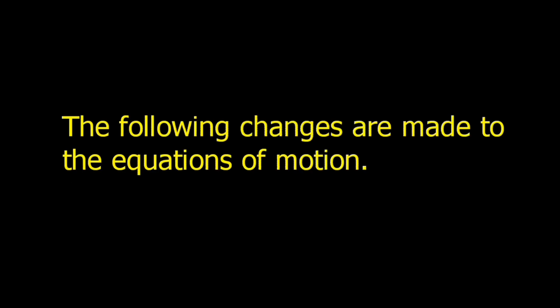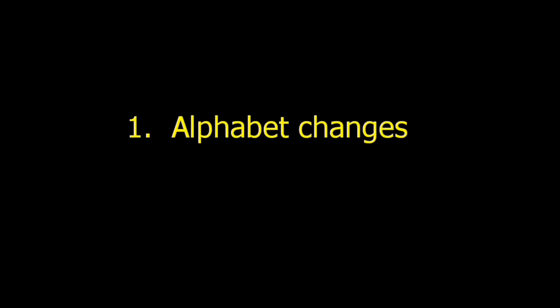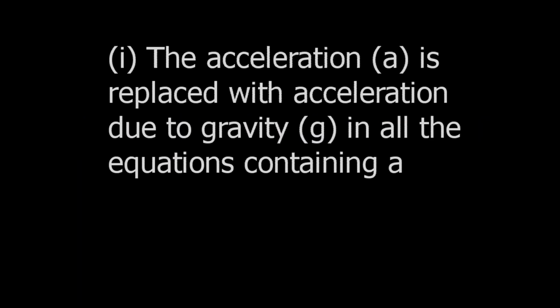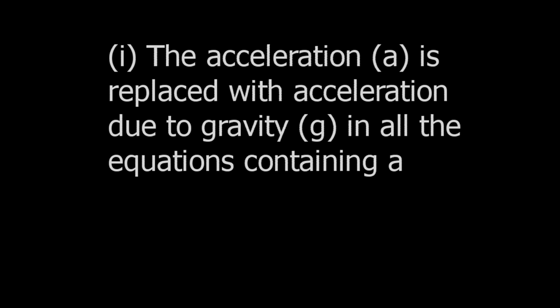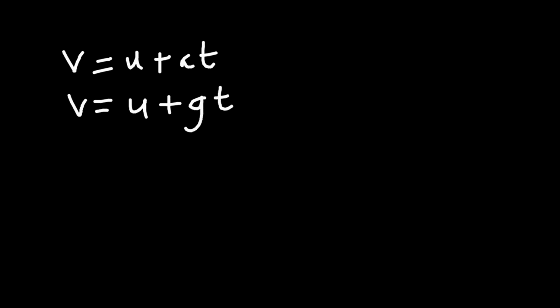The following changes are made to the equations of motion. To start with, alphabet changes. The acceleration a is replaced with acceleration due to gravity g in all the equations of motion containing a. That is, in all the equations, wherever we have an a, we shall replace it with the letter g, so that v = u + at becomes v = u + gt, because the a now changes to g.